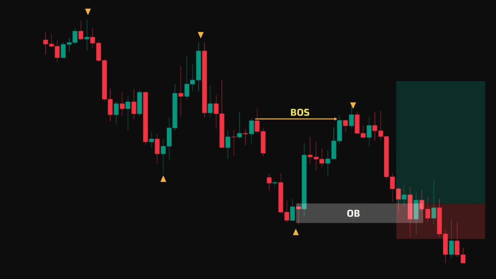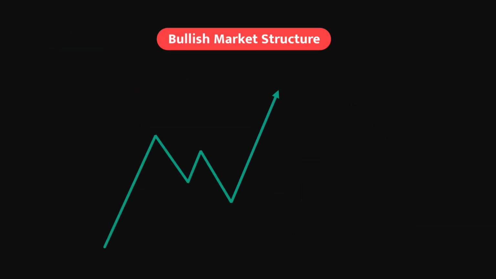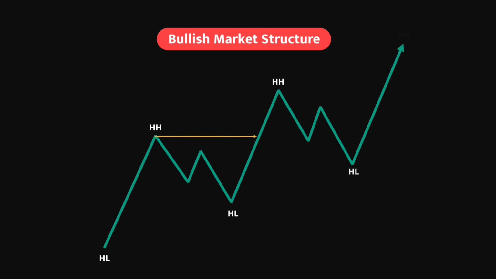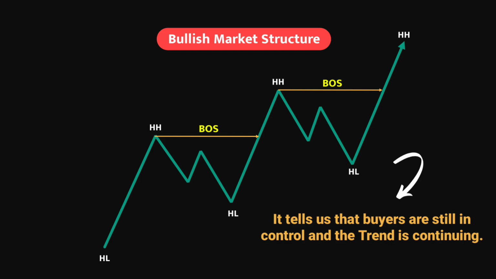Let's start with basics. In a bullish market, price creates higher highs and higher lows. Each time price pushes above a previous swing high, that is a break of structure to the upside. It tells us that buyers are still in control and the trend is continuing.